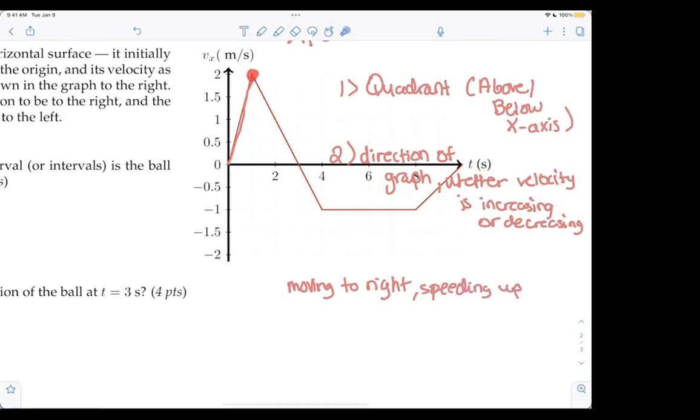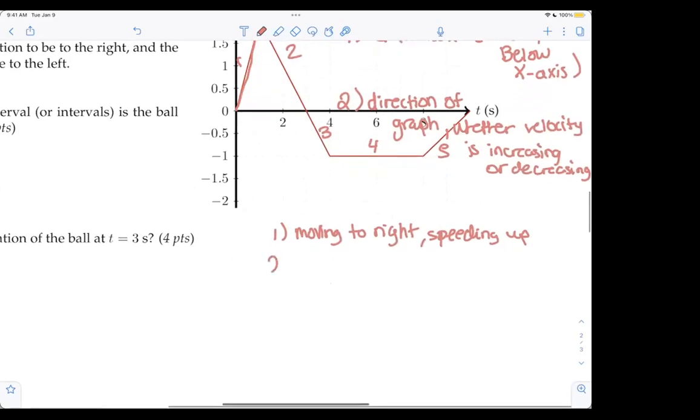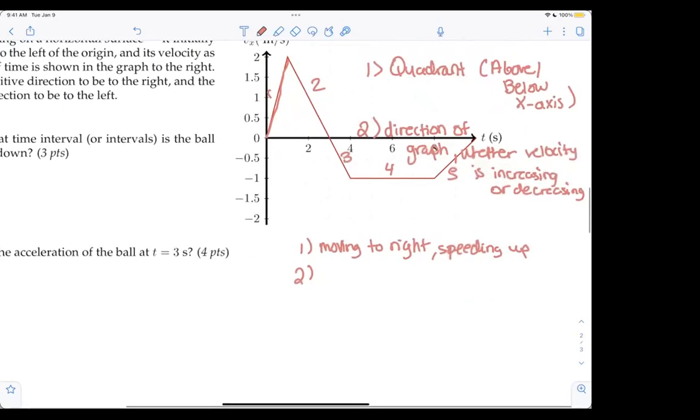Now, if I look at this section here from 1 to 3, once again, I look at the quadrant first. I'm above the x-axis in that time interval, so I'm still moving to the right. Let me label these: this is 1, this is 2, this section here is 3, this is 4, and this section here is 5. So in the second section, I'm moving from 1 to 3 seconds to the right. And then I'm slowing down, right? Because I go from 2 meters per second to 1 to 0.